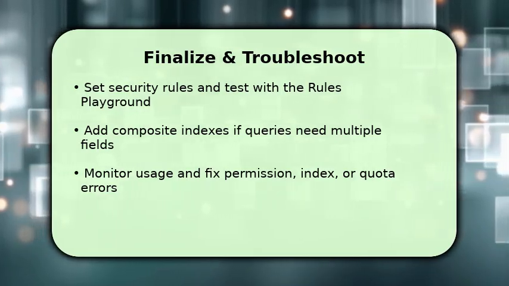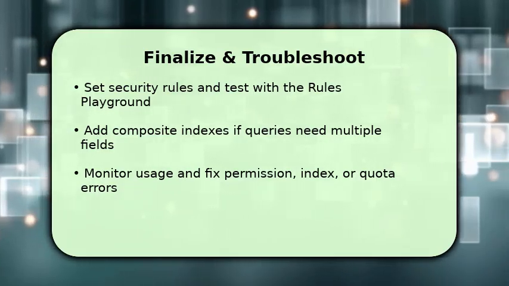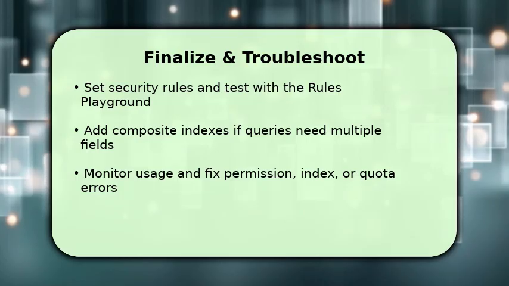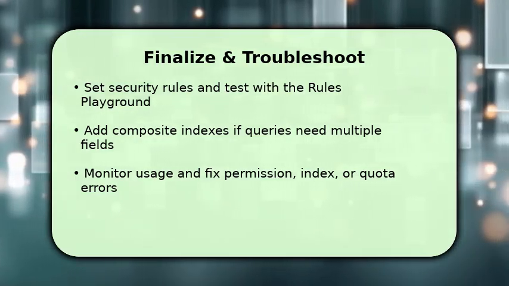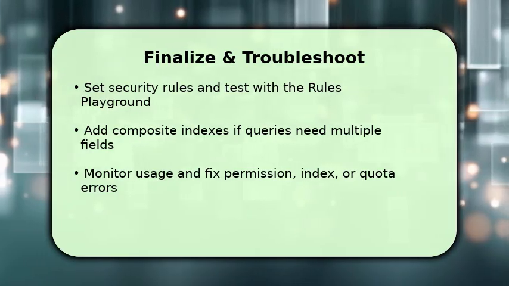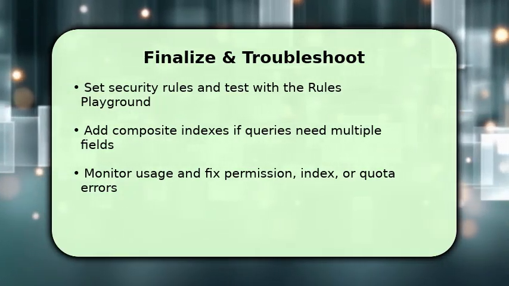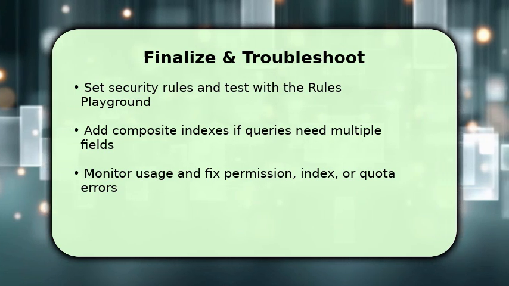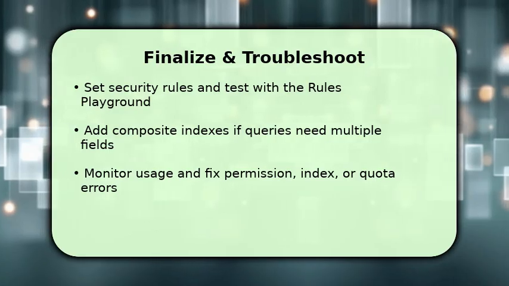If queries combine multiple fields, create composite indexes in the console or index configuration so reads don't fail. Monitor usage quotas and console logs to catch permission or index errors. If something breaks, check rule evaluation order and error messages. Most failures are rule denials or missing indexes, and fixing those resolves the majority of creation and query issues.